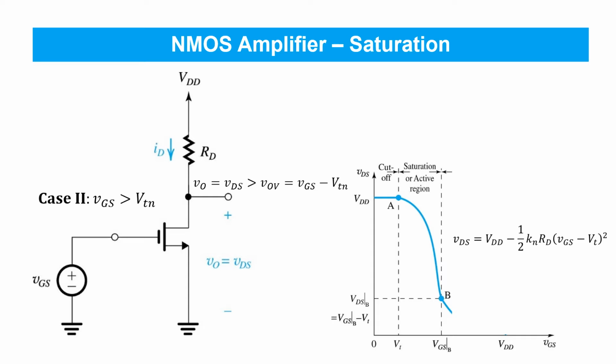So in summary, this case 2 applies as long as VGS is large enough to turn the transistor on, that is larger than the threshold voltage, and at the same time while VDS exceeds the overdrive voltage. That's true in this part of the curve between A and B, and in this region, the shape of the curve is parabolic, following this expression here.